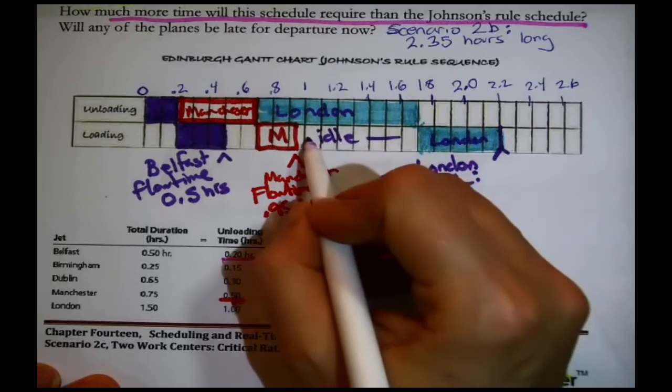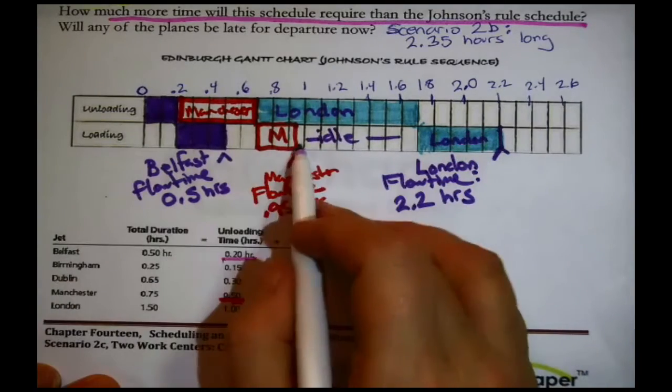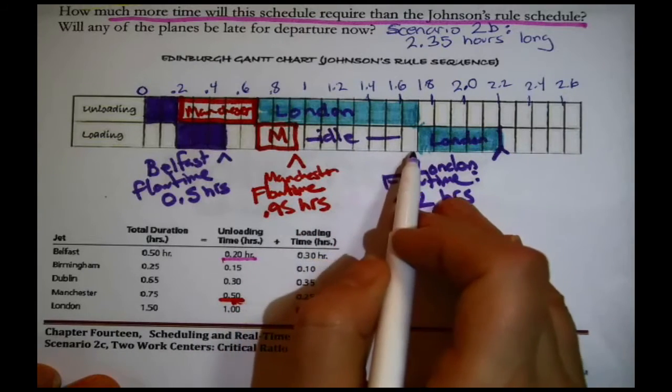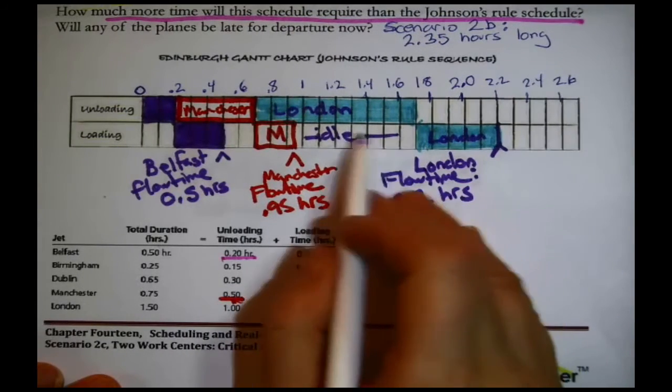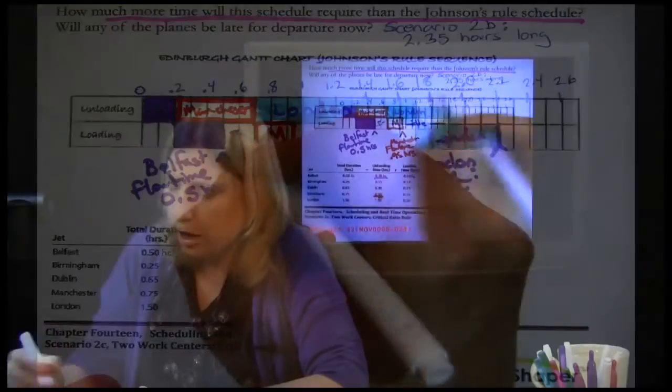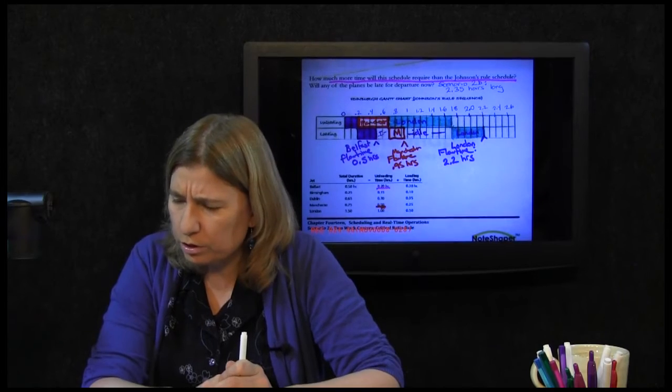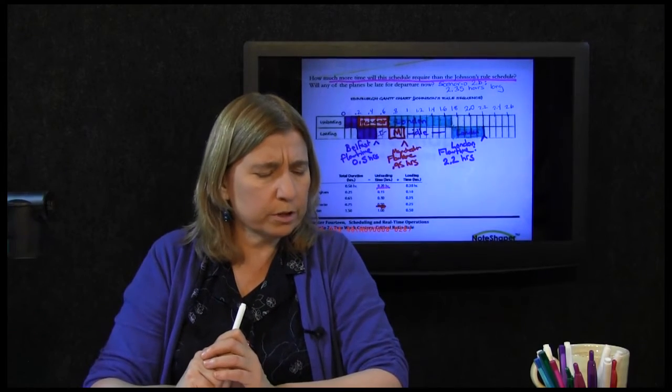It's where the loading crew will finish up with Manchester, and if we do it in this order, they're going to sit around for a while waiting for the London flight to be unloaded, and that's also some idle time in there as well. Anyway, that's just a feature of this particular schedule. Okay, now the 2 other ones. Who's in 4th place behind London?